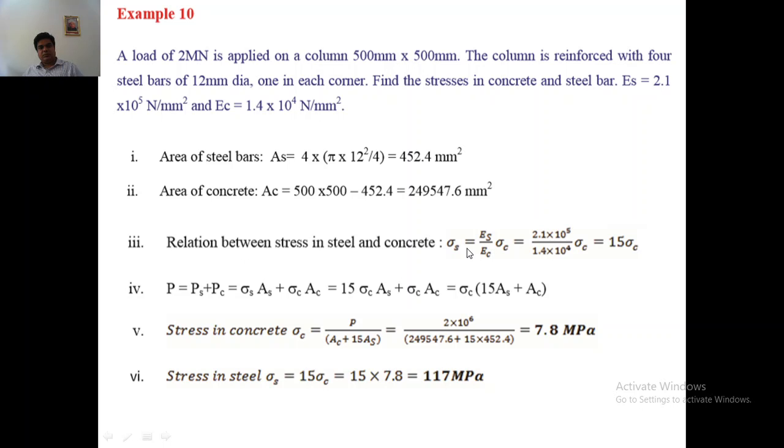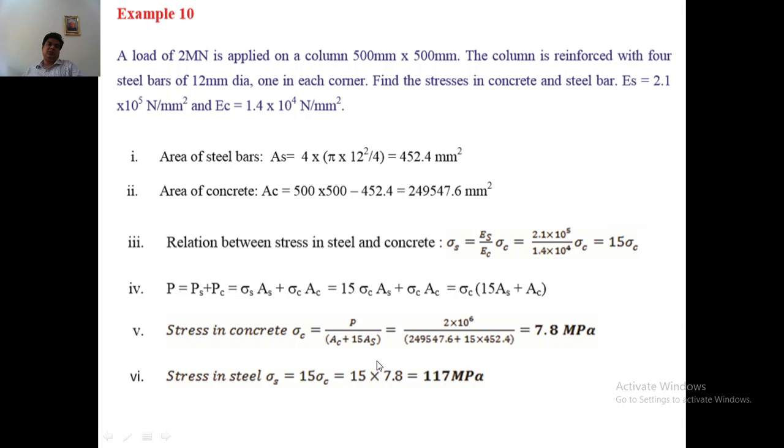And we know these two equations. One equation is that the elongation will be the same in both materials, steel and concrete. The other is that the total load applied on the column should equal the sum of the loads on the steel and concrete. Using these two equations, we get the stress in concrete, sigma c, as 7.8 megapascal, and the stress in steel will be 15 times the stress in concrete. So steel will take more load; the stress in the steel will be more than in the concrete.